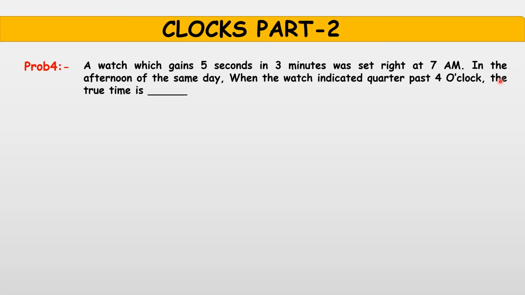So for each 3 minutes it gains 5 seconds. So for 1 hour how many seconds does it gain? It gains 100 seconds. Okay, for 1 hour it gains 100 seconds. So from 7 to 4:15, how many hours are there? According to that, how many seconds has it gained? It's the same method we used in the previous clock, so you will get the correct time.